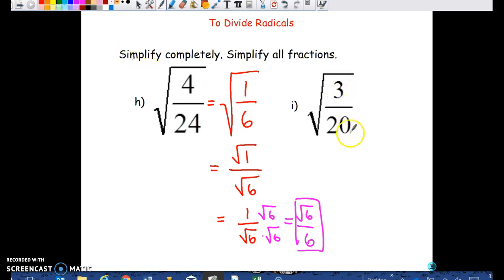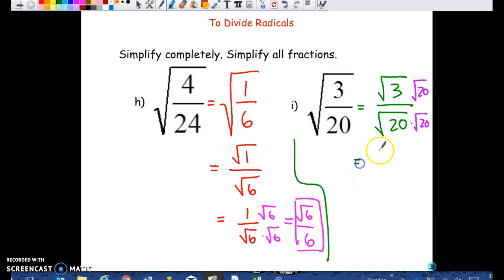Can 3 over 20 simplify? Nope, they have no common factors. So I have to start by splitting up the numerator and the denominator into their own radicals. Okay. I could choose to simplify this radical first if I want to. I'm just going to multiply by the square root of 20. I'm just going to go ahead and do that, and I'll simplify later. This is just my preferred way to do it. You can do it whichever way you'd like.